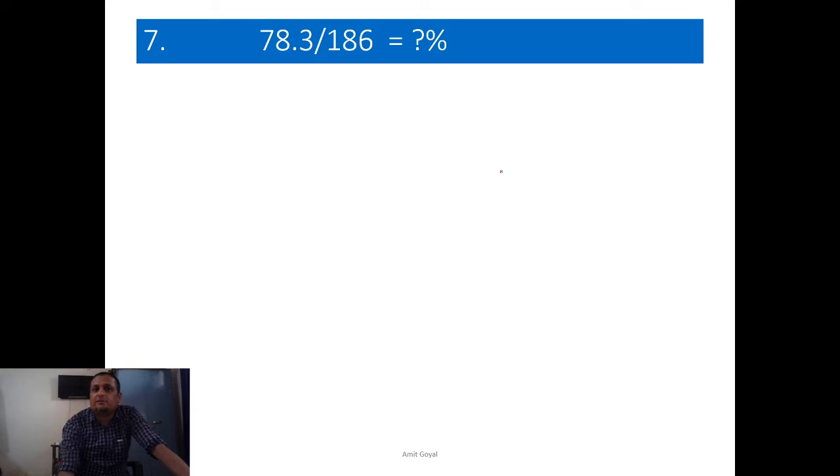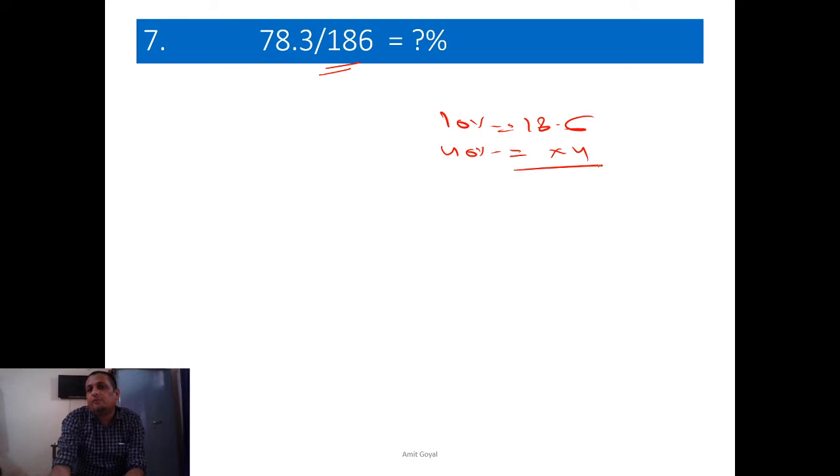Now let's take another example. Now I have to calculate this. You can visualize the 10% of the denominator. It is 18.6. Now you can do it in a lot of methods, because if 10% of the denominator is 18.6, what should be 40% of the denominator? So if you multiply it by 4, it will be around 72 plus 2.4, it is 74.4.